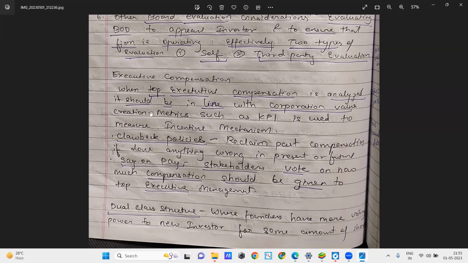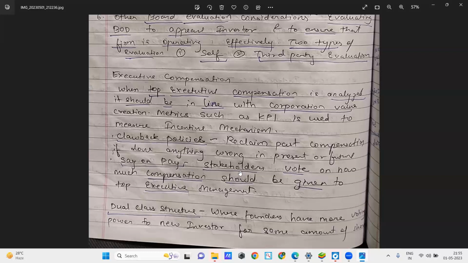The second one is clawback policies, used to reclaim past compensation if anything is done wrong. Suppose a manager has done something fraudulent in the present or future. Whatever bonuses he was given in the past should be taken away from him. This is the clawback policy.